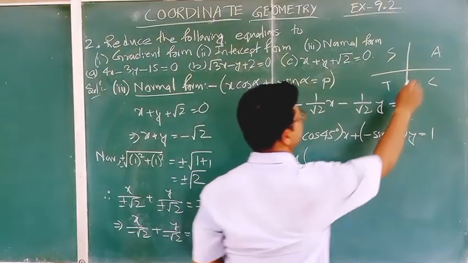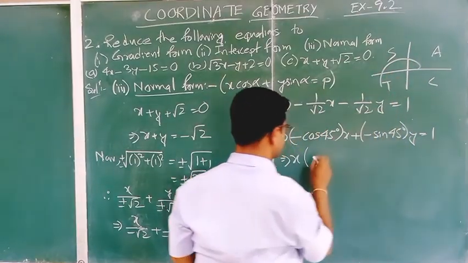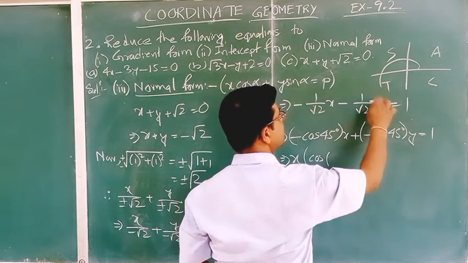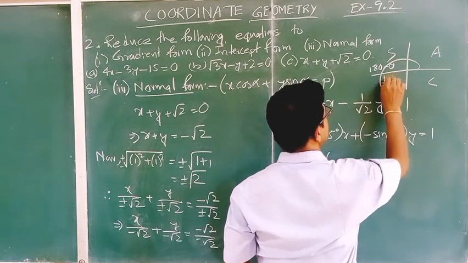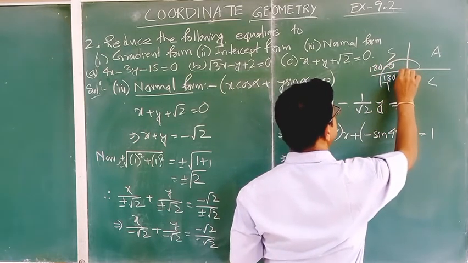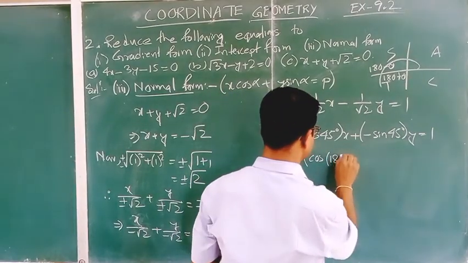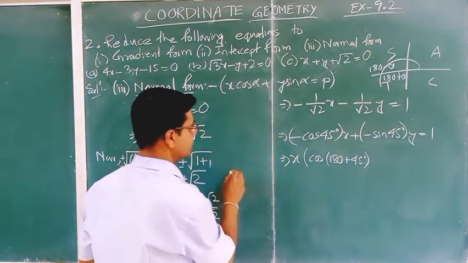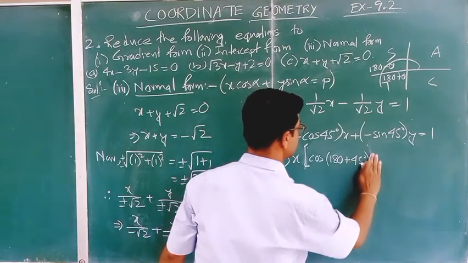So this third quadrant, how we represent? So that cos can be written as cos of, this is 180 minus theta, this is 180 plus theta. In this way we represent the third quadrant. Already we have discussed all this. So 180 plus 45. Okay, you can check this part. You can write like this also, no problem at all.